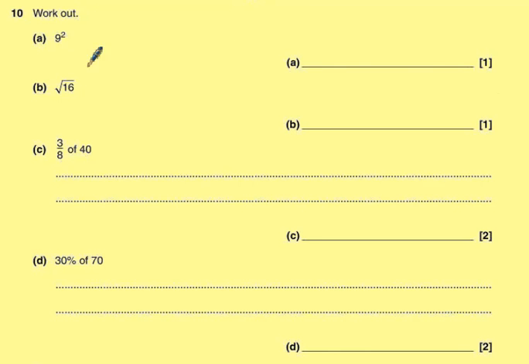Question number 10. Part A. Work out 9 squared. So 9 squared is 9 multiplied by itself twice. So 9 times 9 is equal to 81. So 9 squared is equal to 81.